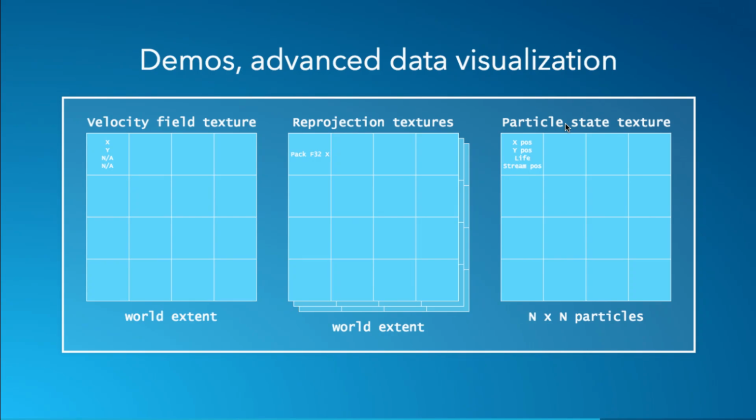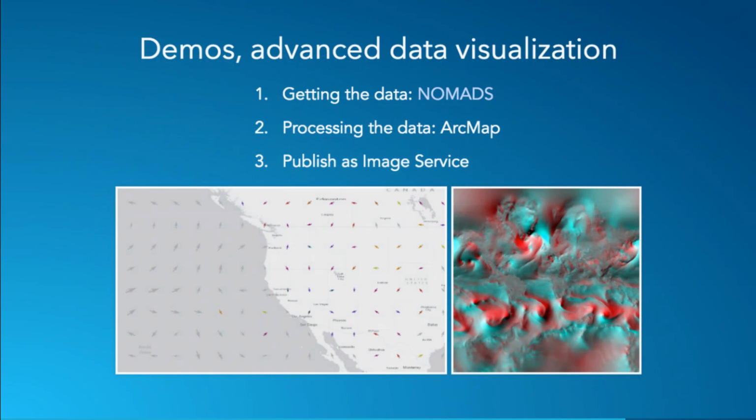The last texture is the particle state texture. Each pixel in this texture represents a particle. It has an X and Y position. This is actually a floating point texture because we don't need any interpolation there. We just want to sample them. So we have the X, Y position, a life cycle parameter or state that is stored in there, and a stream position. And then we have a texture of n by n particles.